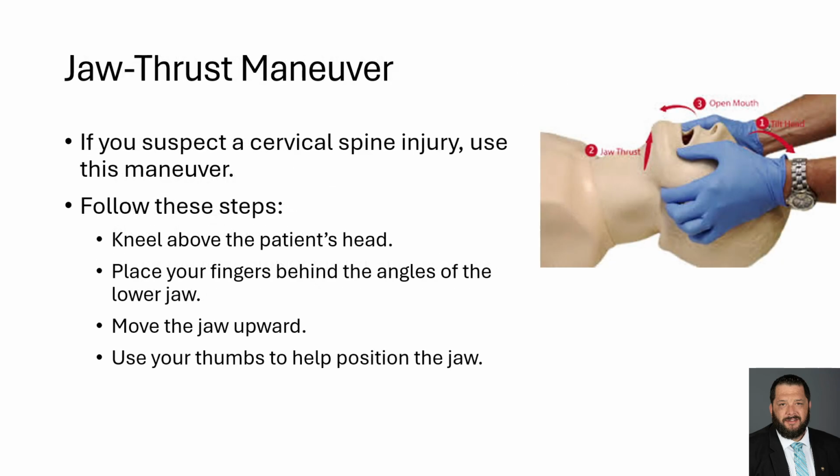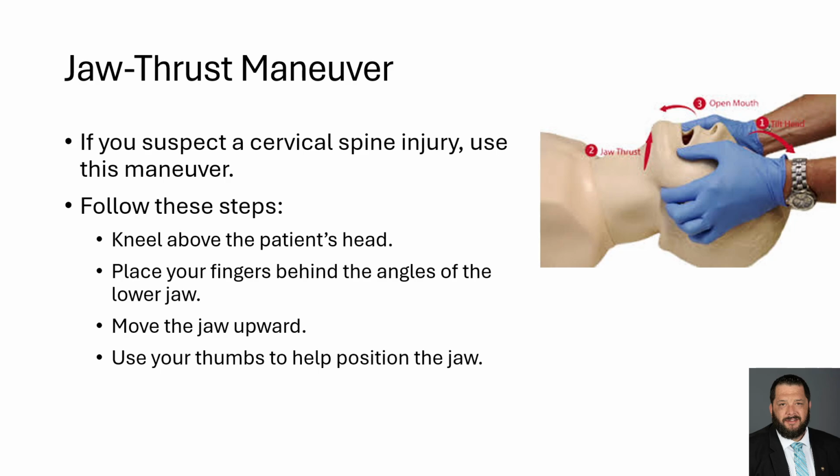The other maneuver is the jaw thrust maneuver. For the jaw thrust, we're going to use this in patients that we suspect cervical spine trauma or have some index of suspicion that there may be injuries present that could be exacerbated by articulating the spine. For the jaw thrust maneuver, you're going to follow the steps below. You're going to kneel above the patient's head. You're going to place your palms on the cheekbones of the patient and move your fingers behind the angles of the lower jaw.